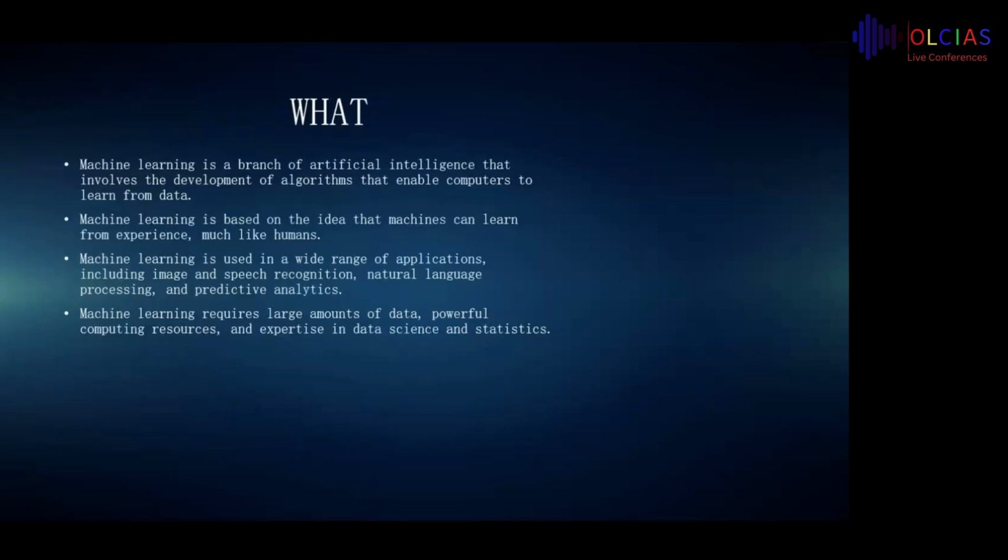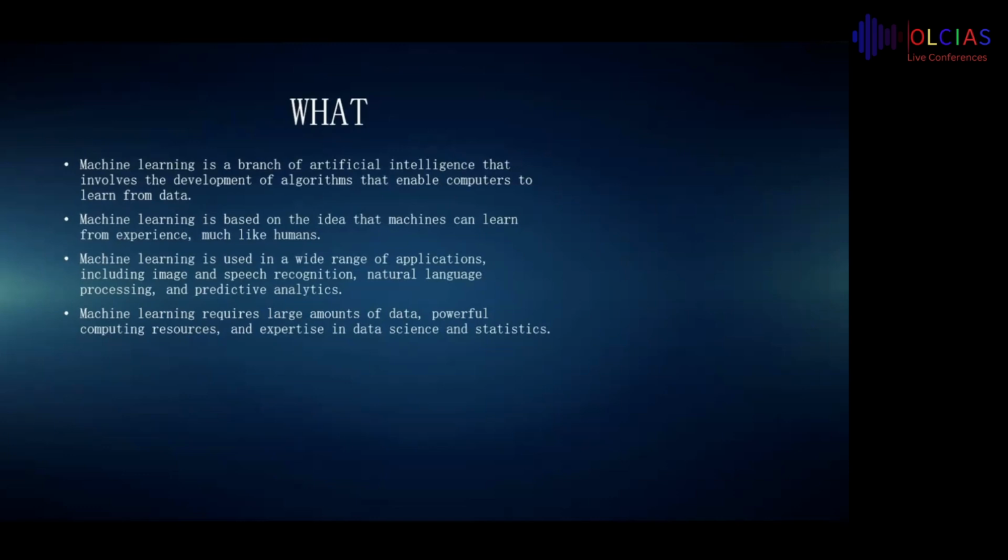What is machine learning? Machine learning is a branch of artificial intelligence that involves the development of algorithms that enable computers to learn from data. Machine learning is based on the idea that machines can learn from experience, much like humans. It is used in a wide range of applications, including image and speech recognition, natural language processing, and predictive analytics. Machine learning requires a large amount of data, powerful computing resources, and expertise in data science and statistics.